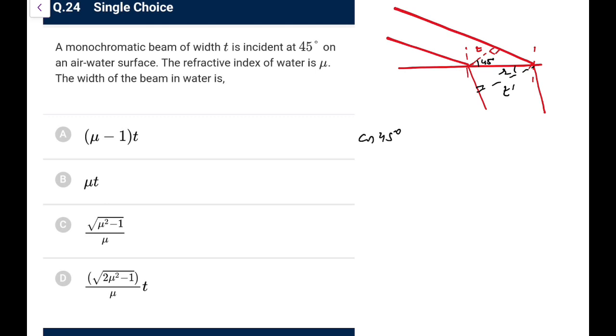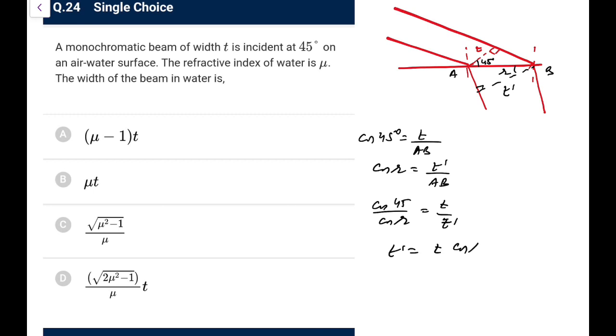So cos of 45 degree is equal to t by this, let's call it AB. And similarly cos of r would be t dash upon AB. So what we will have is cos 45 degree by cos r is equal to t by t dash. So t dash is t into cos r by cos 45. Cos 45 is 1 by root 2. So root 2 t cos r, that is what we are getting.